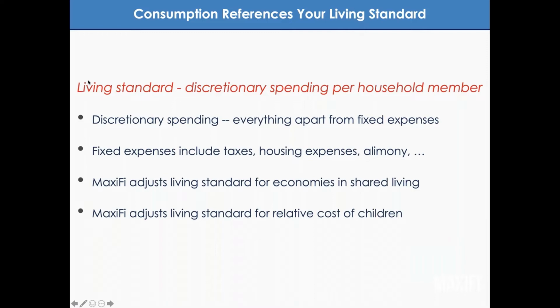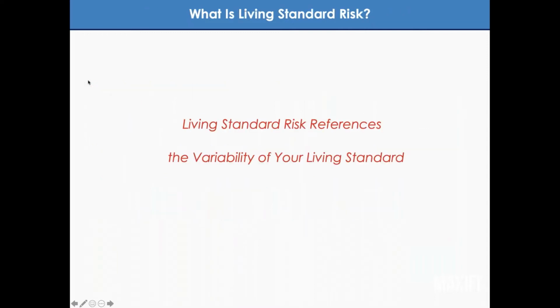If you're a household with 5 kids, and the kids are gradually going to be leaving the household, what we're really interested in doing is smoothing the living standard per household member. But the software takes into account the fact that there's economies in shared living, and that the kids cost a little bit less than adults. So we're trying to take those factors into account. But the key idea here is consumption smoothing refers to trying to maintain discretionary spending per household member.